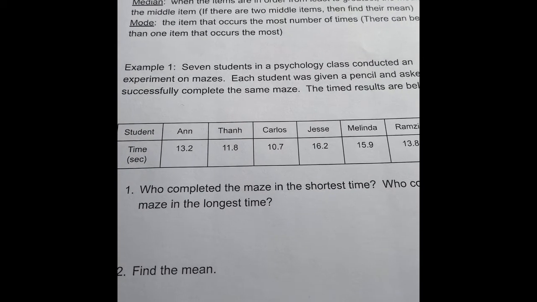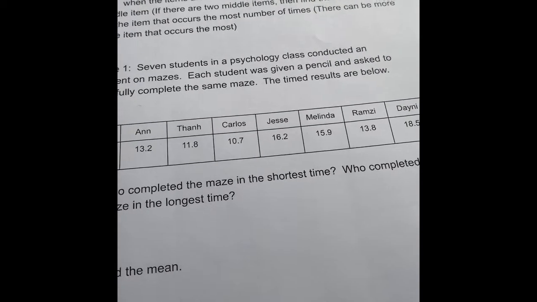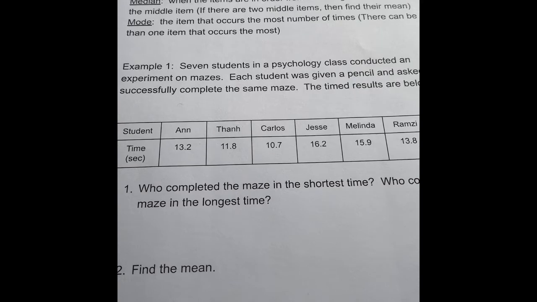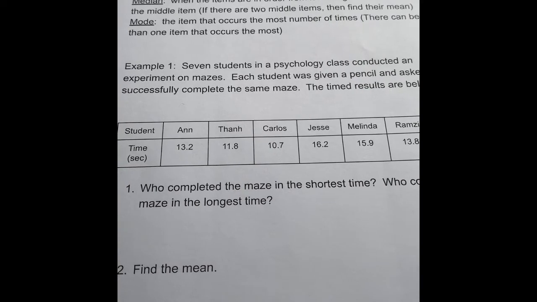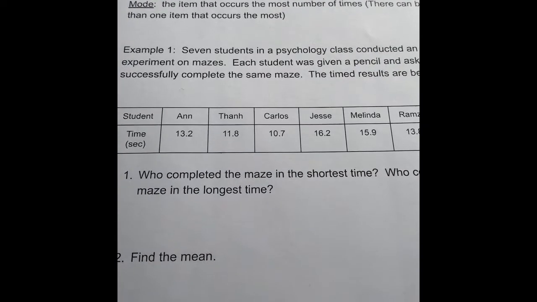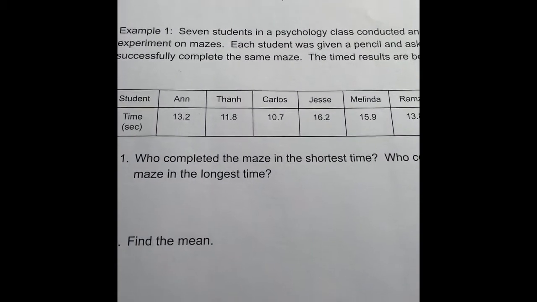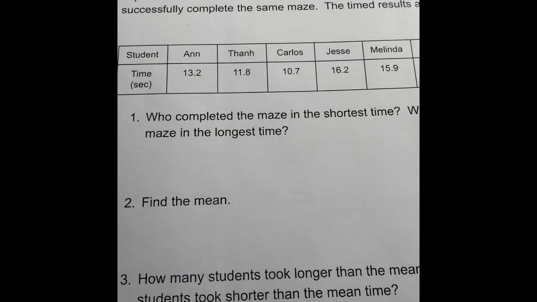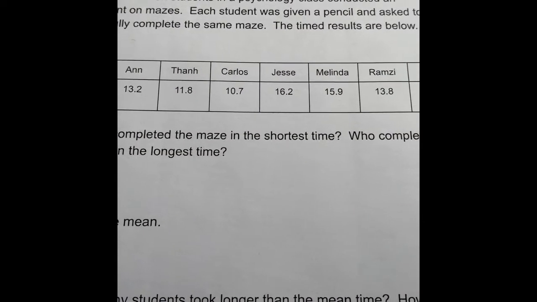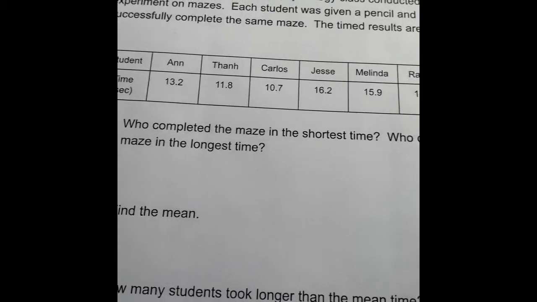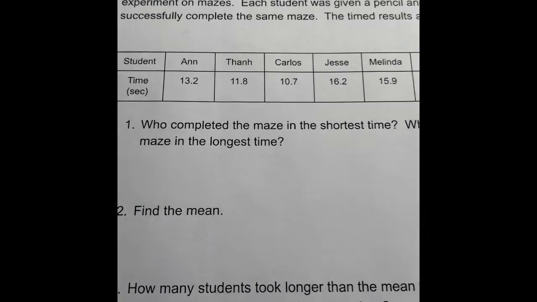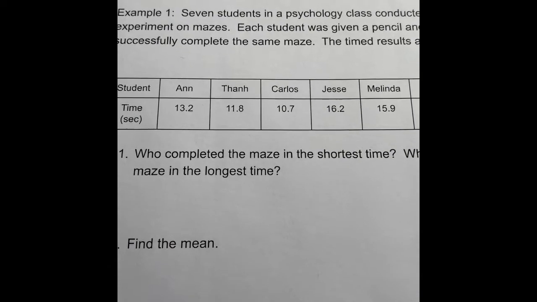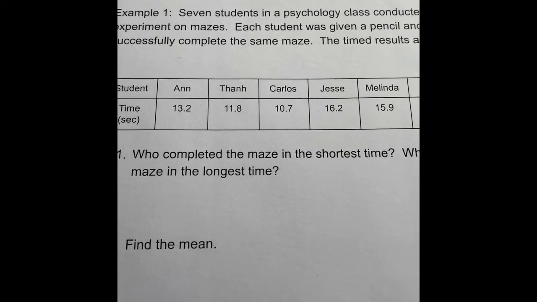So the top row is the student's name, and the second row is the time it took them to get through the maze, and time in this case is measured in seconds. So we want to take a look at the questions regarding this table. So the first question says, who completed the maze in the shortest amount of time and who completed the maze in the longest time? So the shortest time obviously is going to be the person who took the least amount of time to complete that.